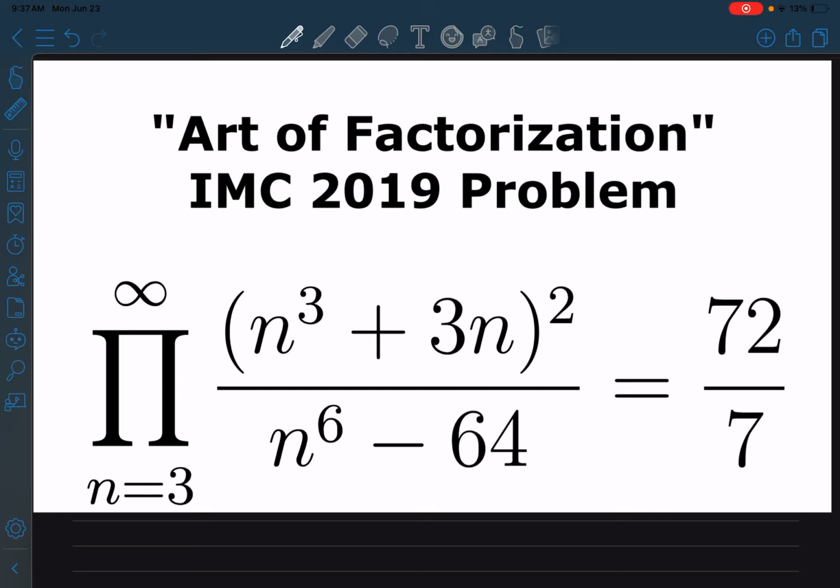Art of factorization. This is an IMC 2019 problem, which is actually an infinite product. But over here, this product tends to be a telescoping product. And to know how it telescopes, how it cancels, we need to have a good idea on factorization. So that's what we are going to discuss today.